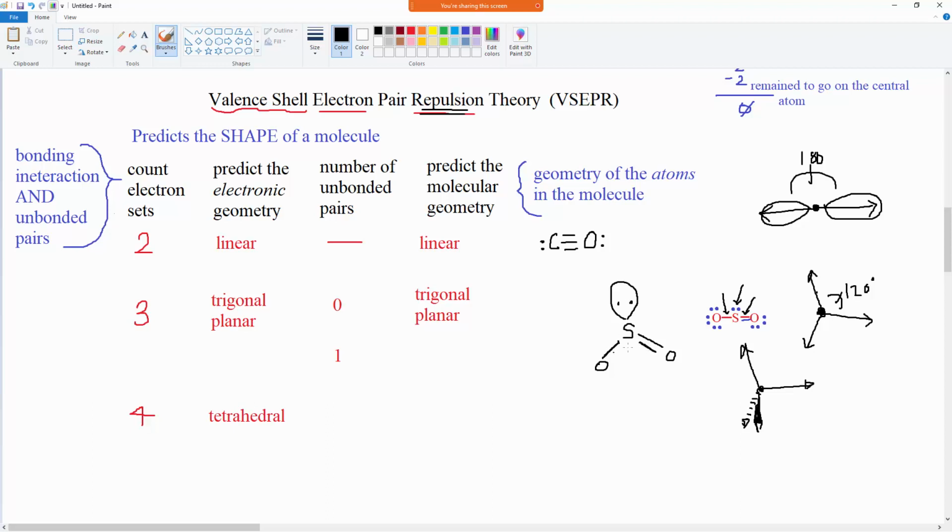Okay, so we still have 3 electron sets as shown, and they're still arranged as we predict according to the way that the electronic geometry will do if they repel one another. Does that make sense? Kind of, that's what we predict. Good. So the electrons, as shown in black, do take on this trigonal planar shape.